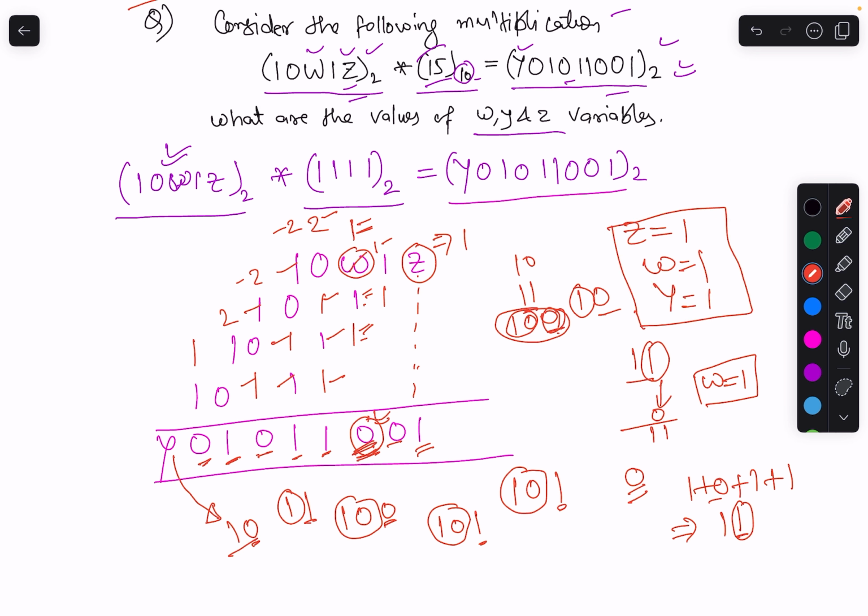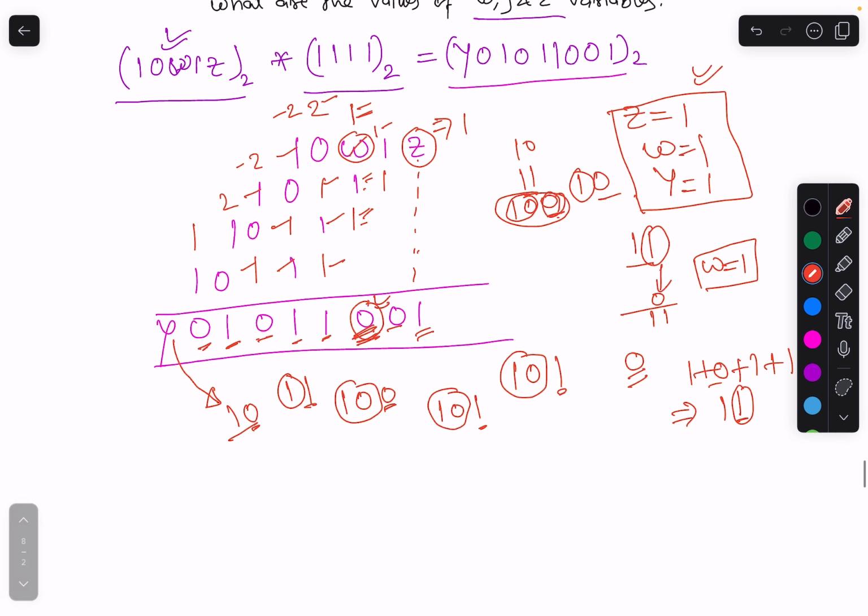So that's how we solve these types of questions, and this is the answer. The value of w, y and z should be 1, right? Now we'll go next.